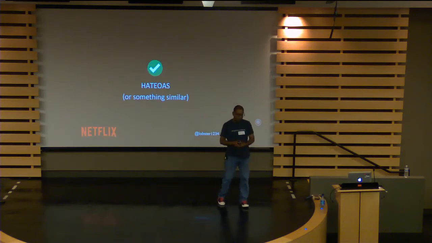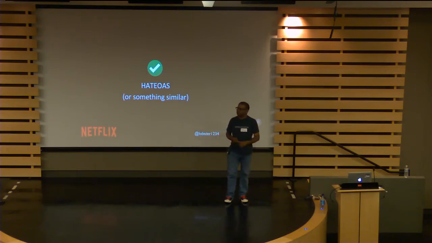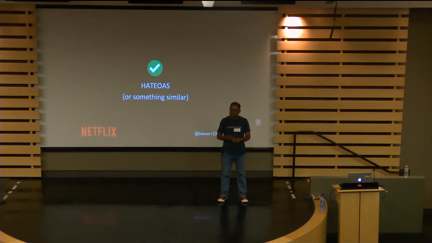So use HATEOAS or something similar. Now this is a pretty heavy name. If you Google it, you won't see a whole lot of results. It has like half a page Wikipedia. So don't expect the internet to help you with this. So this is essentially a guideline to tell you that instead of returning IDs, return simple. I'll distill it down for you.